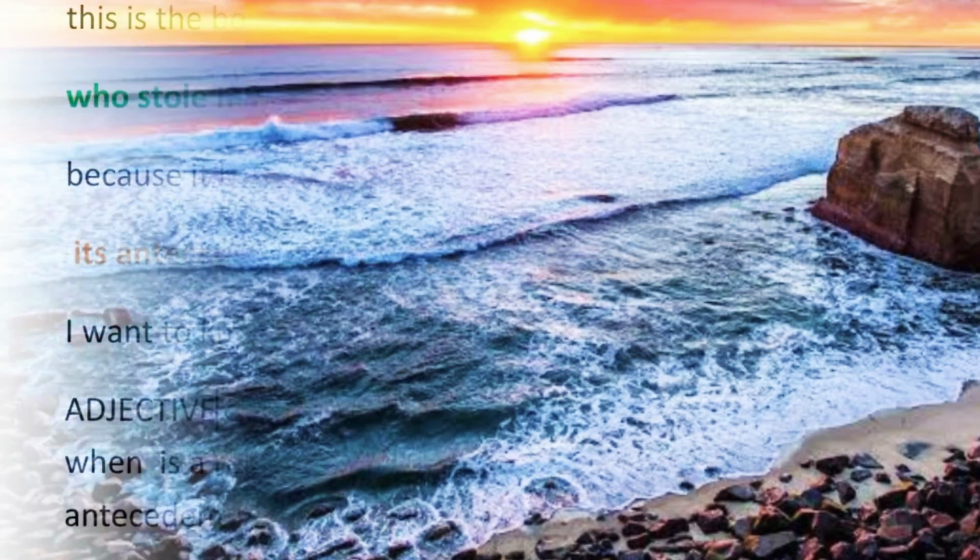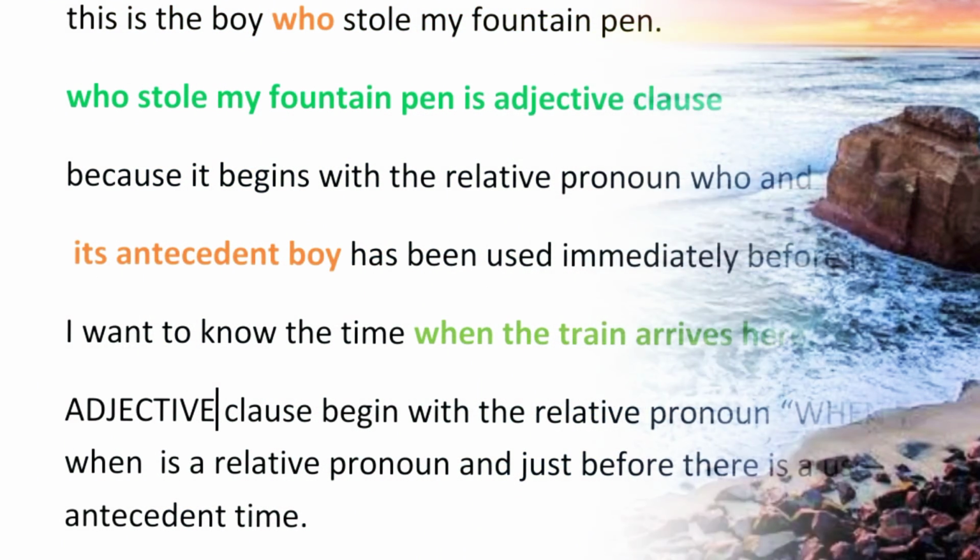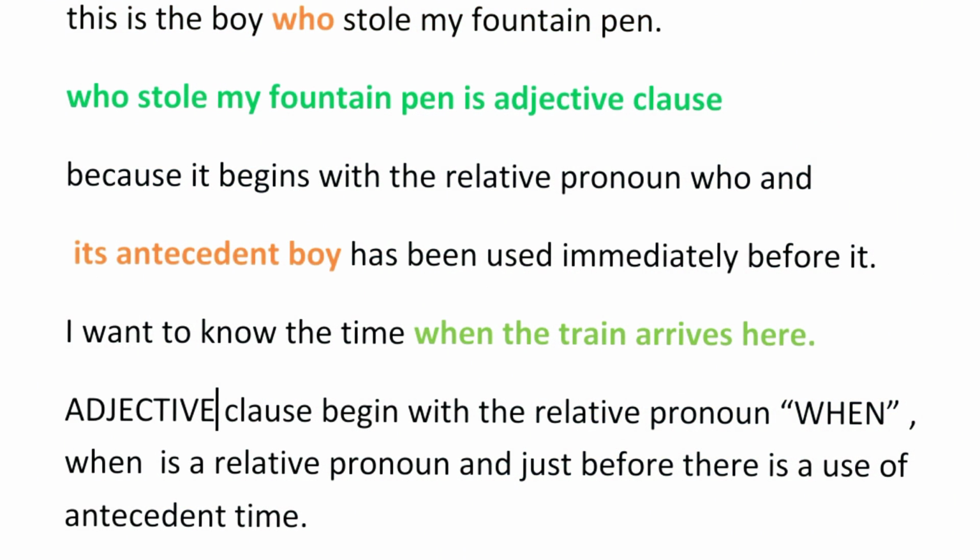This is the boy who stole my fountain pen. Who is a relative pronoun, and its antecedent is boy because it has been used just before who. Who is the antecedent of who? Yes, boy. So here the adjective clause starts with who stole my fountain pen.